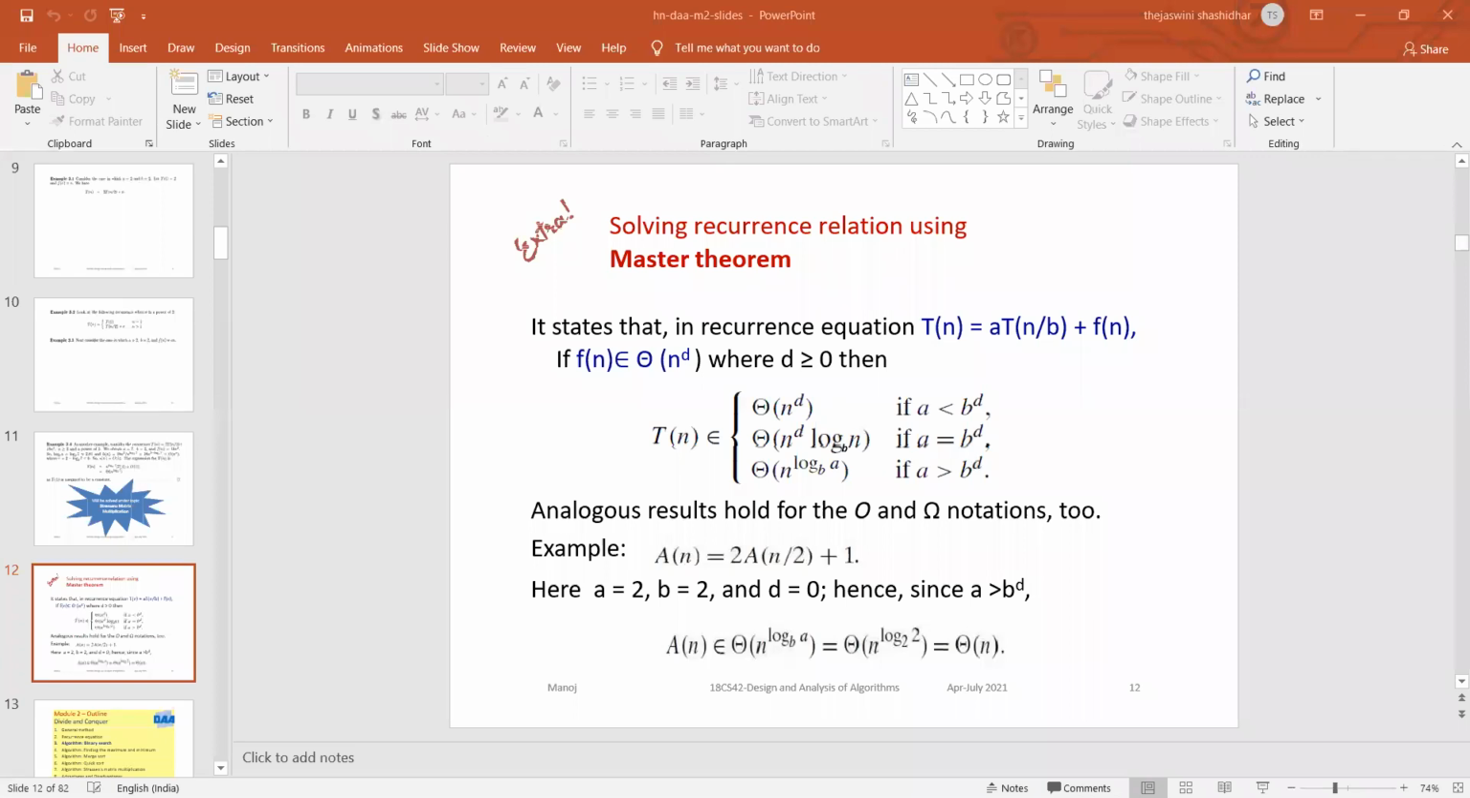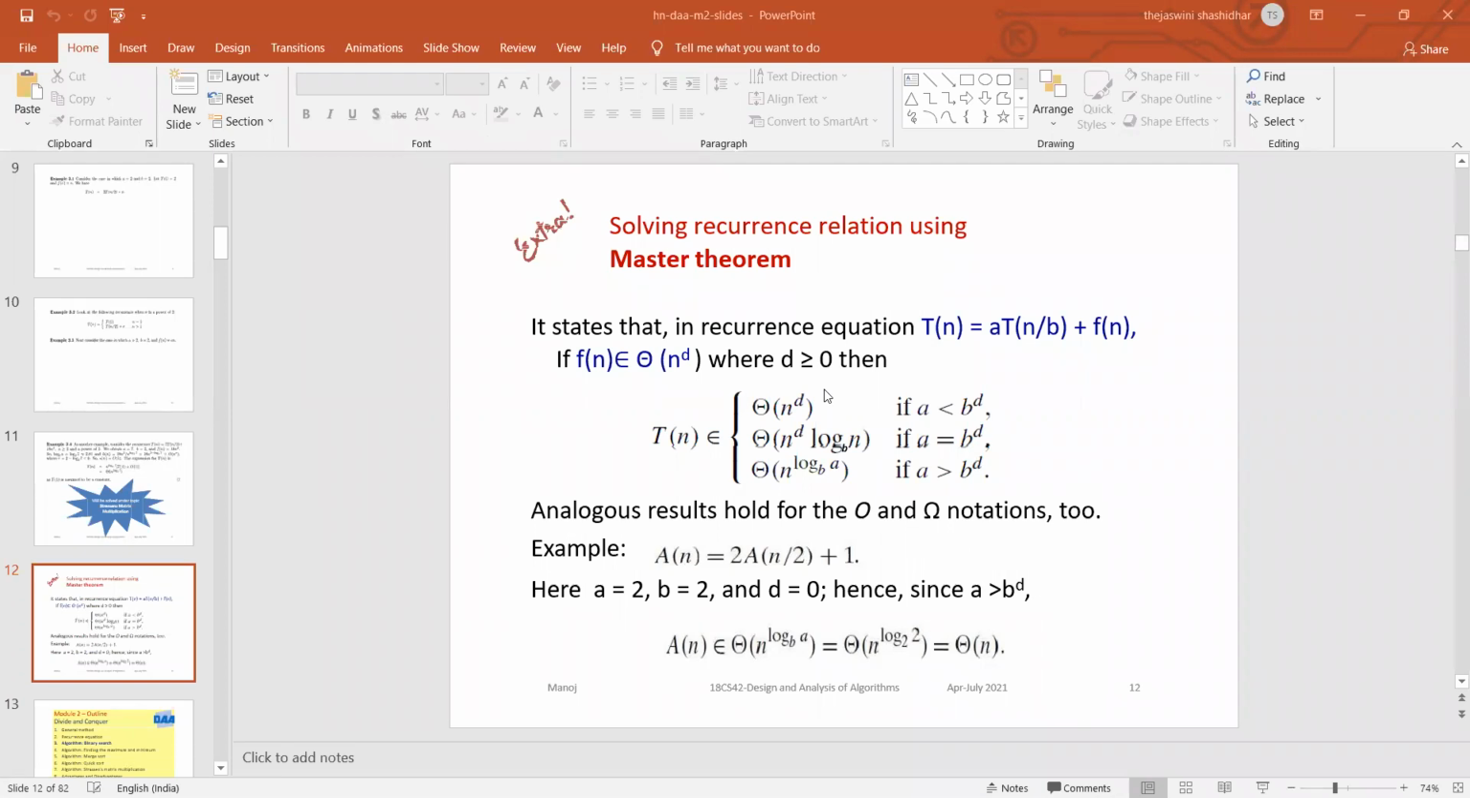a equals b power d. When you substitute, what will you get? n power 1 log n, with log of n to base 2. What is log n to base 2? It is equal to log n. So the final answer you will get is the same thing, n log n. Okay, so this is the class up to the Master Theorem.